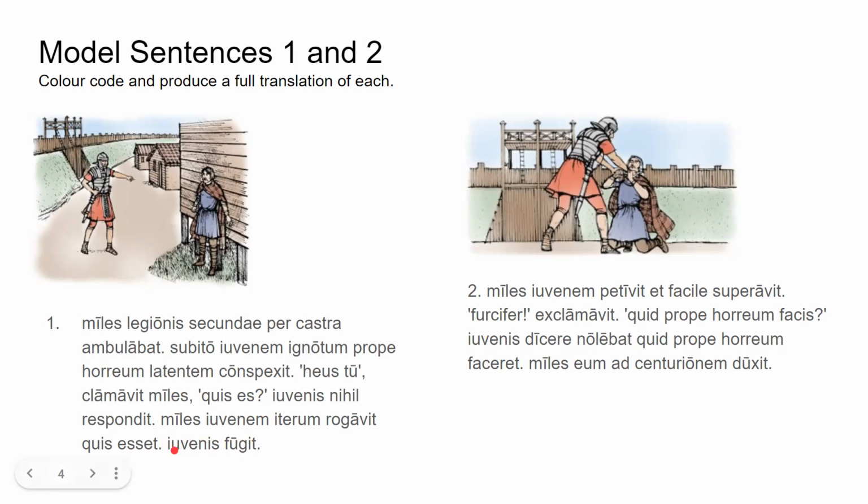The youth fled, Juvenis fugit. Miles juvenem petivit, et facile superavit. So the soldier sought the youth and easily overcame. So what that means is that the soldier went after the youth and easily overcame him. And so he chased him, and he made sure that he captured him. So that's what we have right there.